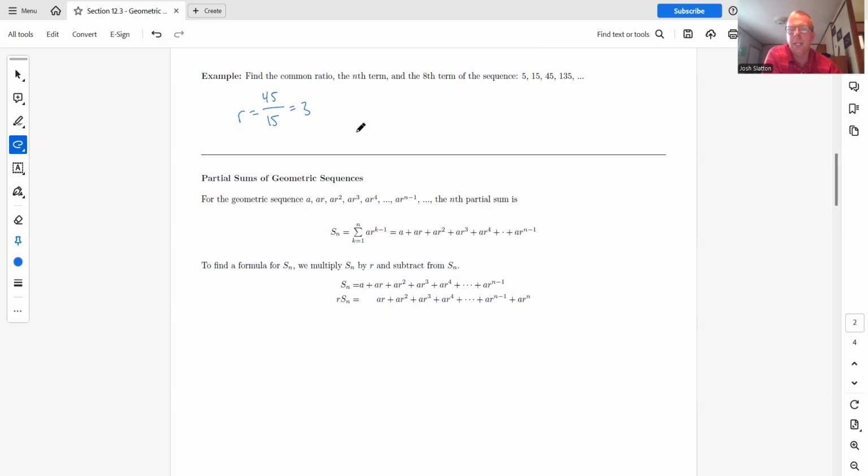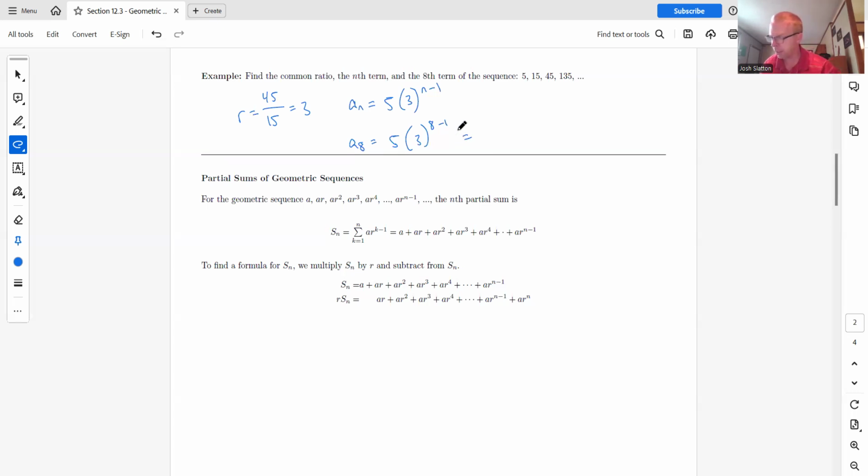But that's how you do it. Just pick any 2 terms that are right next to each other, and put the higher term on top, by higher term, the one that comes last. So the 3rd term over the 2nd term, the 4th term over the 3rd term, like that. Our formula here, a sub n, would be 5, the first term, times 3 to the n minus 1. Then the 8th term would be 5 times 3 to the 8 minus 1, or 3 to the 7th.